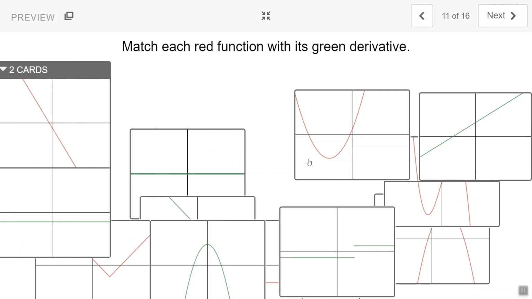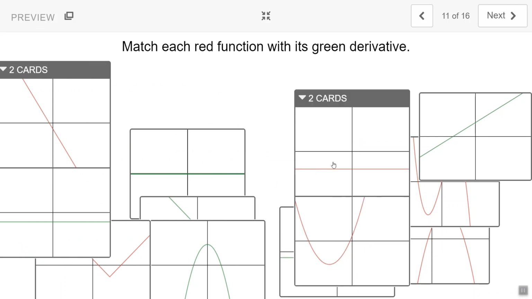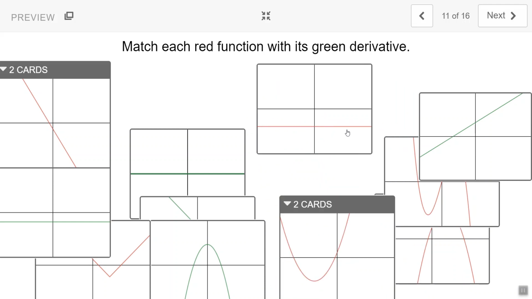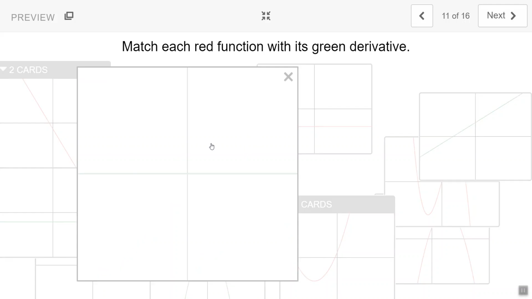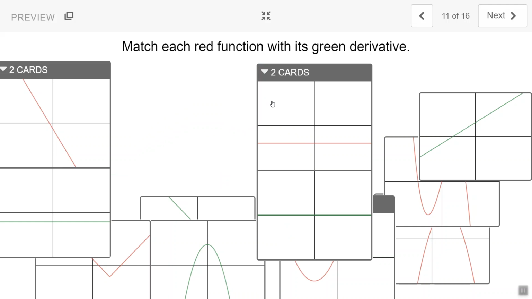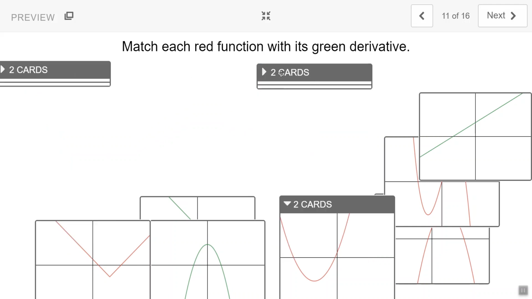All right, let's pick on one. Red ones are the functions, right? I'm going to pull this red function up here. My friends, this red one is the function. What's the slope here everywhere? 0. So wouldn't this have to be the one right here that's the derivative, saying this is the green one? Everywhere the derivative is what value? Okay, I want to drag that here. So I've got those set.